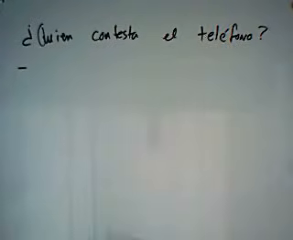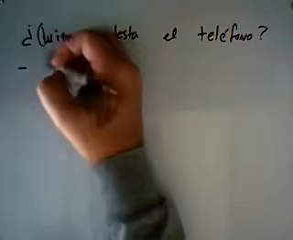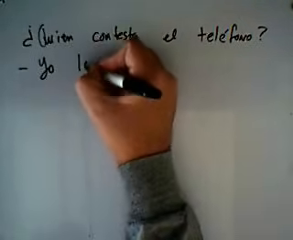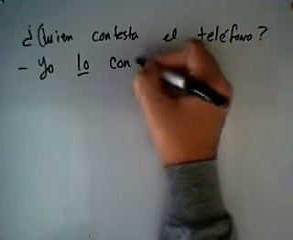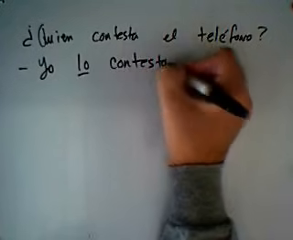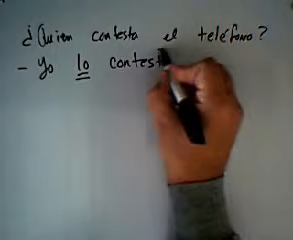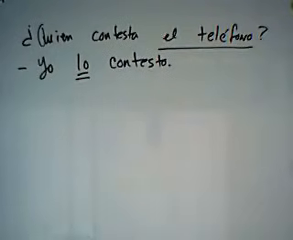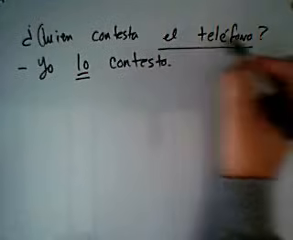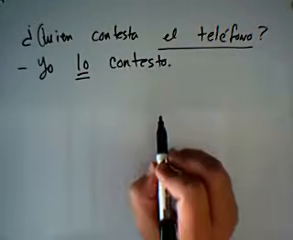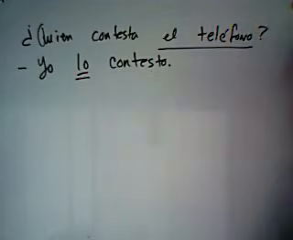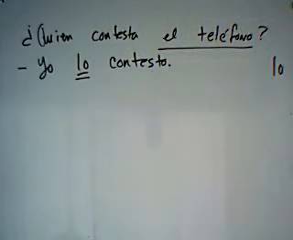And then the answer is going to be, I answer it. I could say, yo lo contesto. Okay? Lo is our direct object pronoun. It's derived from el teléfono, and it reflects the fact that el teléfono is singular and masculine. So we have lo. Okay?